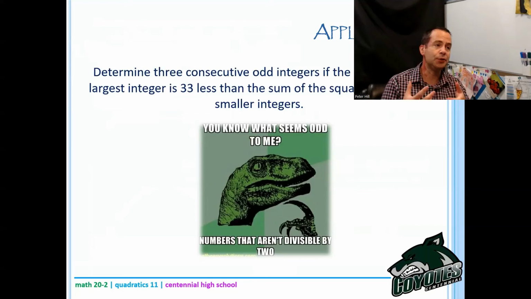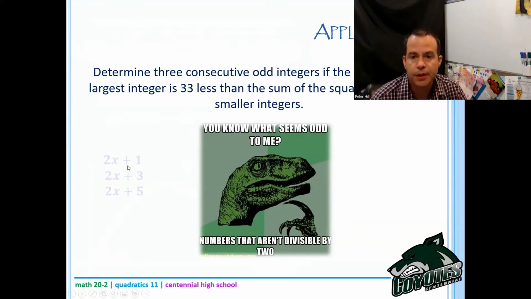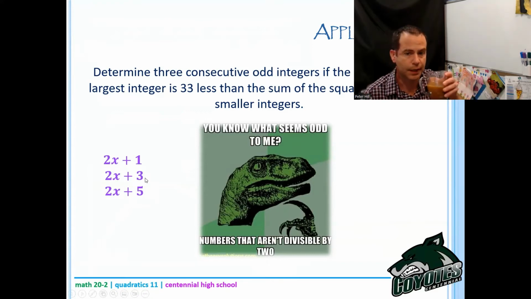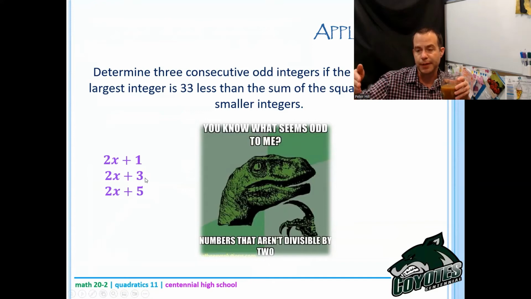Now, when we do this, we have to make sure our numbers are actually odd. And the way we make sure our number is odd is we pick a variable, a, b, n, x, doesn't matter, and we multiply that variable by 2. As soon as you multiply by 2, you are guaranteed that it is even. So then you would either add 1 or subtract 1, and that would guarantee that you're odd. So I'm going to call my odd numbers 2x plus 1, and then 2x plus 3, and then 2x plus 5, because you're always 2 away from the next odd number.